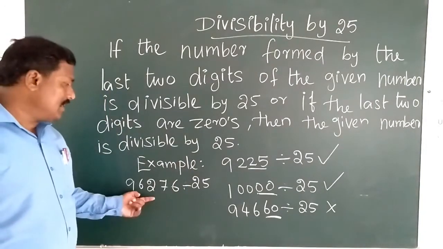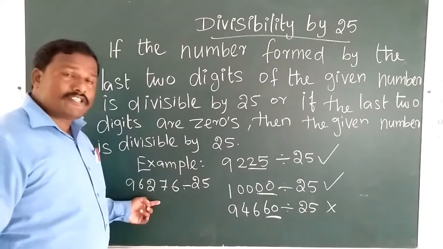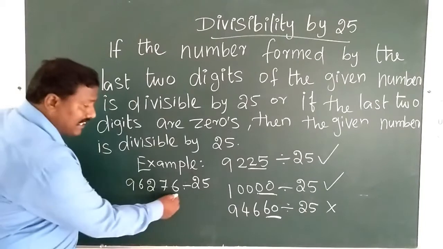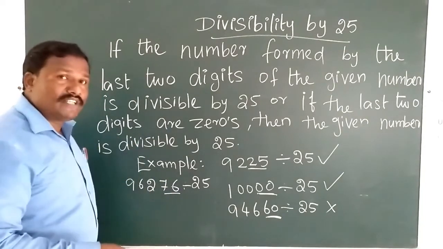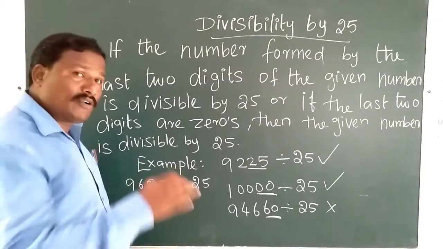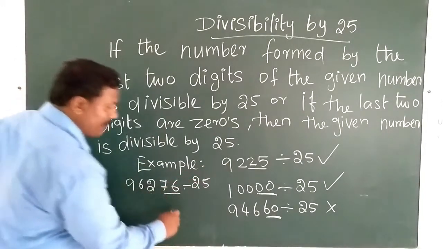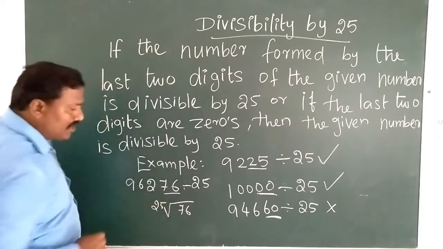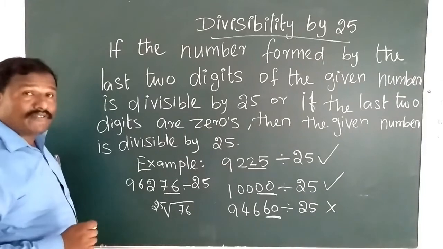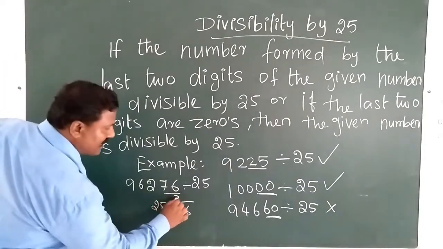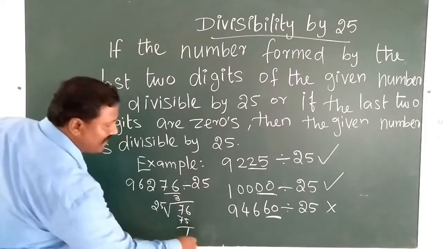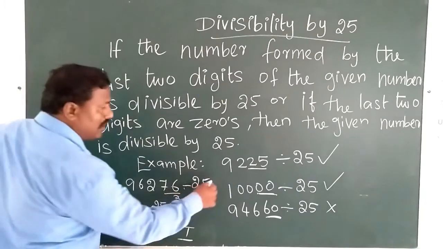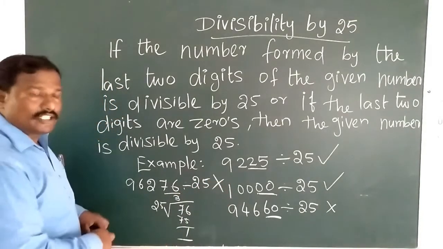96267. Can the number be divisible by 25 or not? How can you check? I told you, take the last two digits and divide by 25. If it is divisible by 25, then the whole number can be divisible. So 67, let me try to divide by 25. How many 25s are there? Two 25s are 50, but the remainder is 17. So it is not completely divided. It means the whole number can't be divisible by 25.